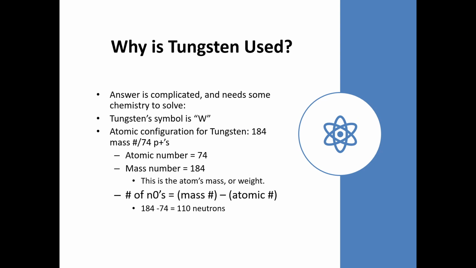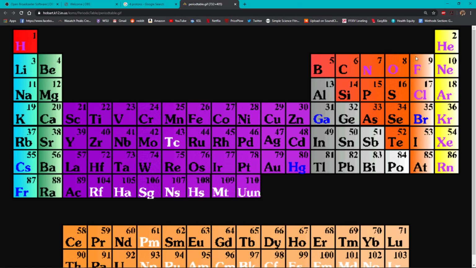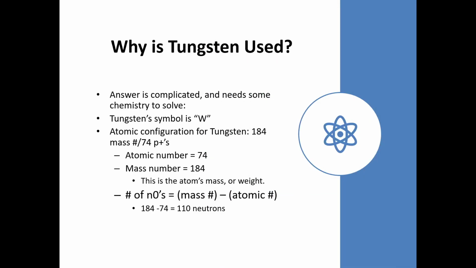And so tungsten finds its way all the way down near the bottom at 74. So W for the symbol, and 74 meaning the number of protons in the nucleus.